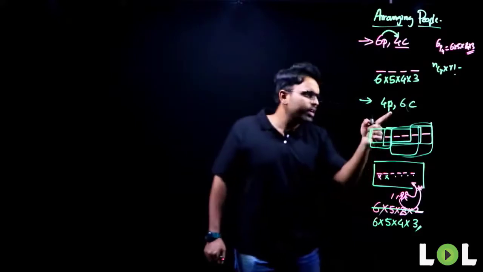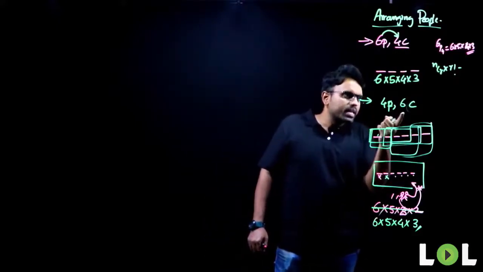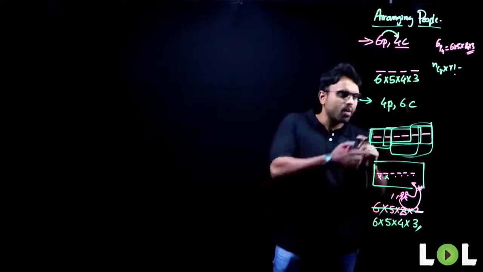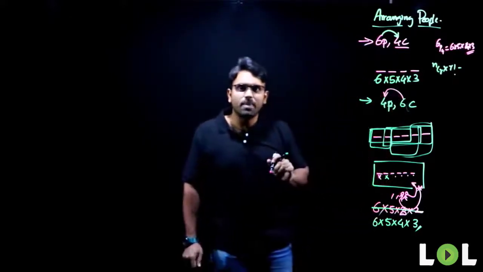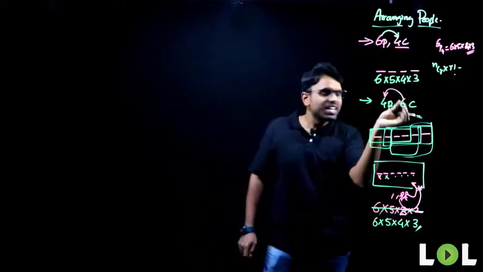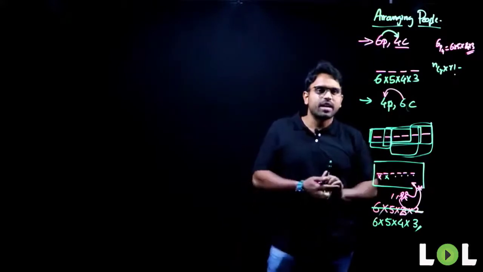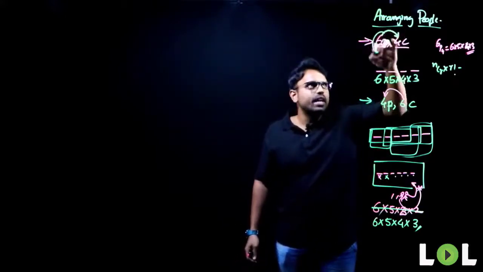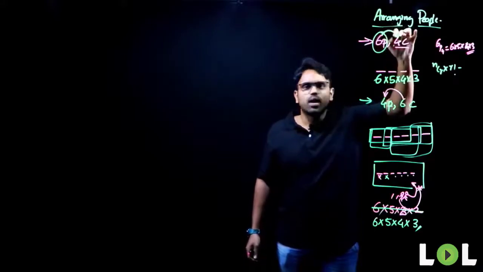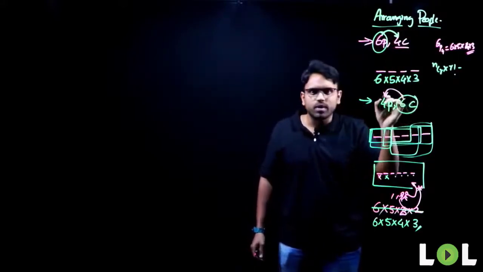Now, what are we doing here? 4 people were there, 6 chairs were there. We are now assigning chairs to people. If you still could not understand, it is as simple as this: whatever is greater will be assigned to the later.